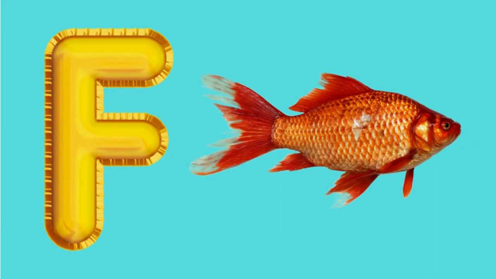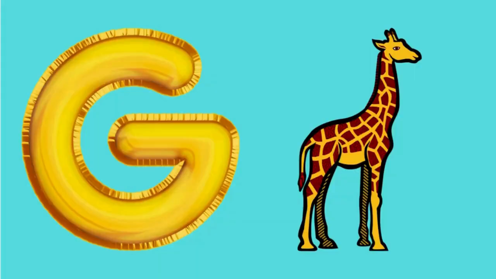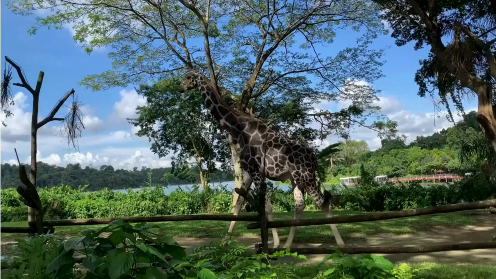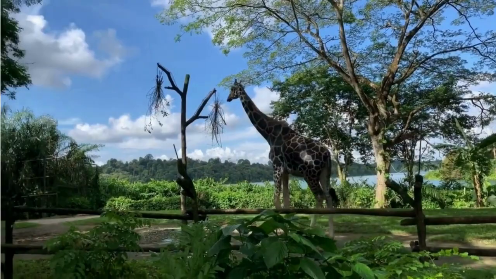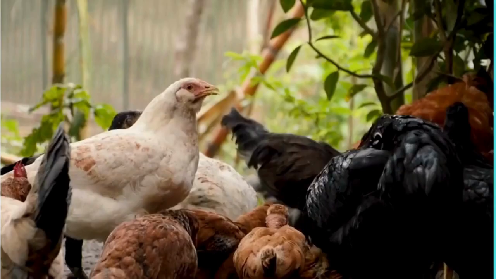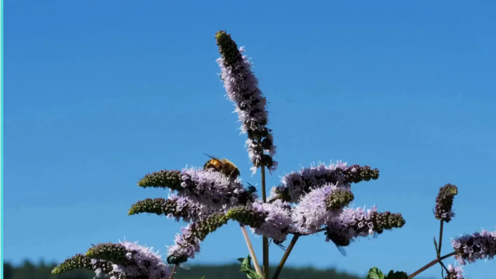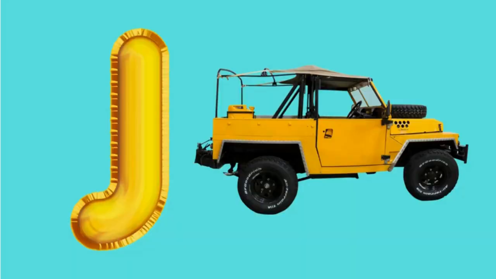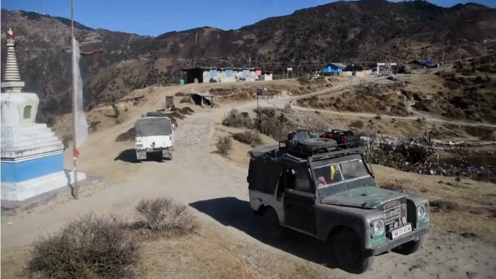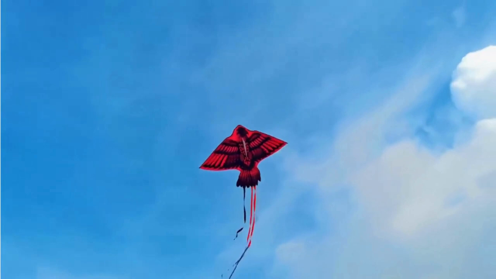F is for fish. Fish loves to live in water. G is for giraffe. Giraffe is in the zoo, in the forest. H is for hen. Can you see the hen? Yes. I is for insect. Butterfly is also an insect. J is for jeep. Can you see the jeep? Yes. K is for kite. Kite flies in the sky.